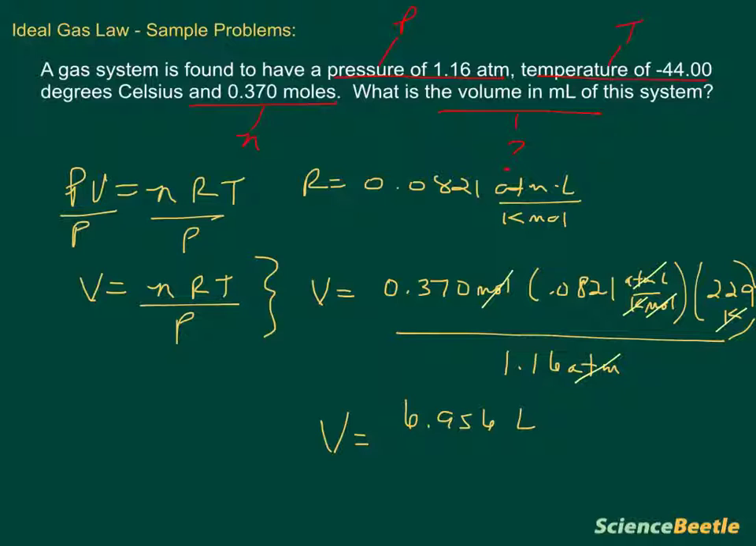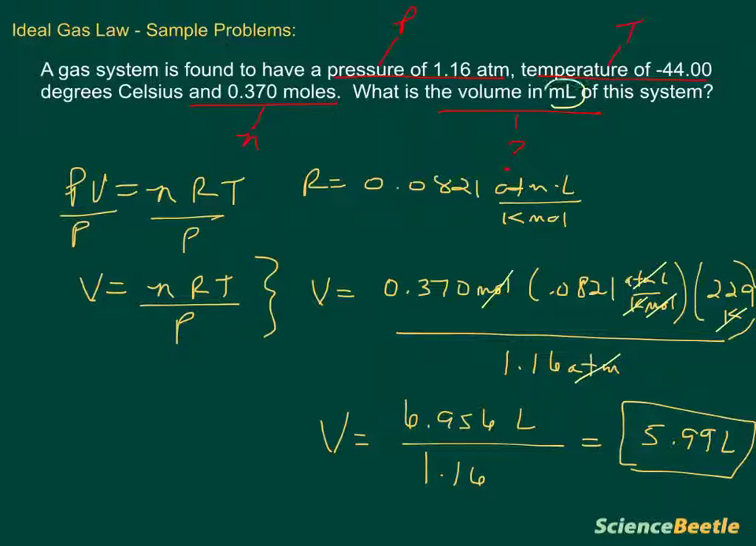Our units are going to be in liters at the very end, and then we divide this by 1.16. If we do that, we get an overall answer of 5.996 liters, really, but we're going to leave it here. This is the answer if we're stopping at liters, but what does the problem actually ask us? The problem wants milliliters, so we're really not done here.